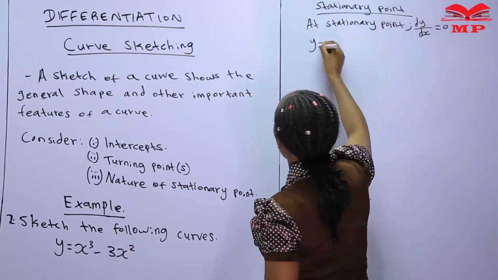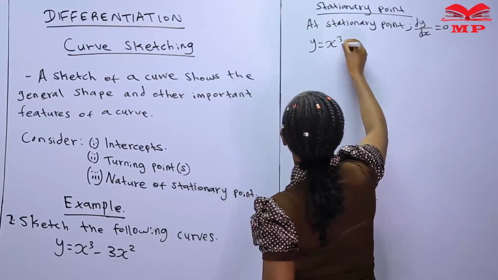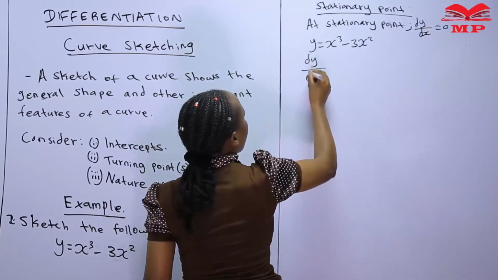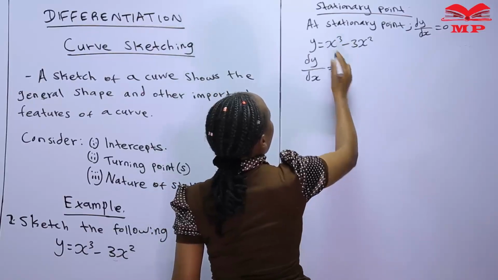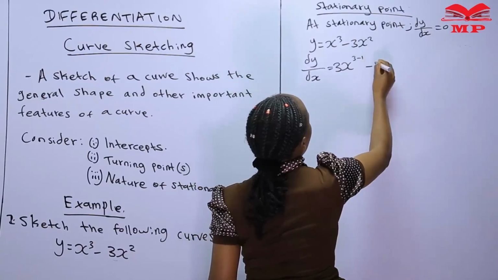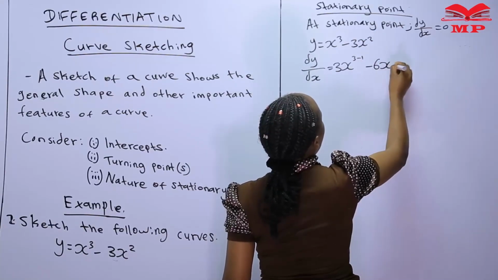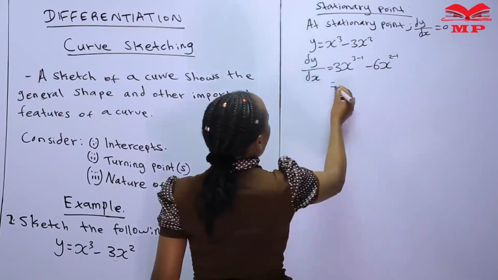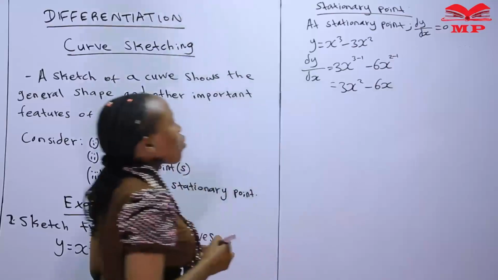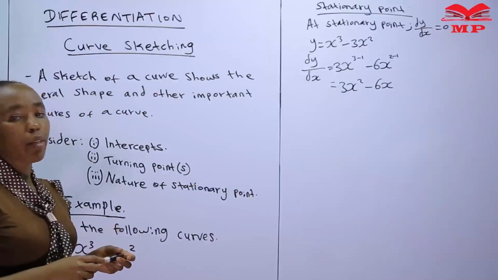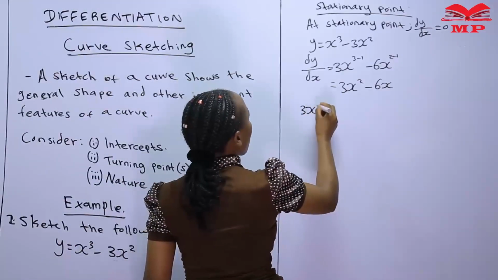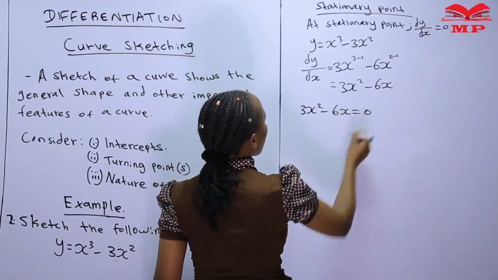the gradient dy all over dx is equal to 0. So we have our equation y is equal to x cubed minus 3x squared. So our dy all over dx will be 3 times 1, which is the coefficient of x, we have 3x to the power 3 minus 1, then minus 2 times 3, that is 6, x to the power 2 minus 1. So we are going to have this as 3x squared minus 6x. We know that at the stationary point the gradient is 0, so we equate that to 0. So we have 3x squared minus 6x is equal to 0.